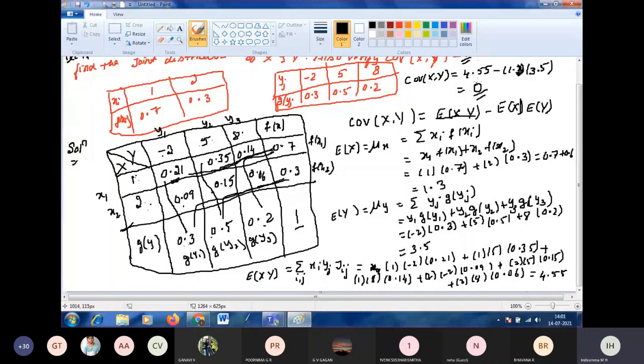When covariance of x comma y becomes 0, x and y are independent. So in this problem they are given that x and y are independent, so verify that covariance is 0. We verified it. Did you clear?